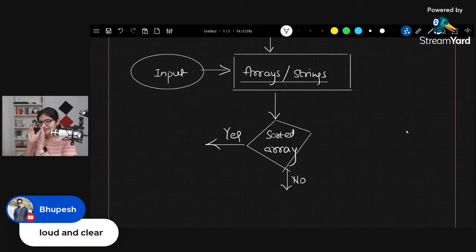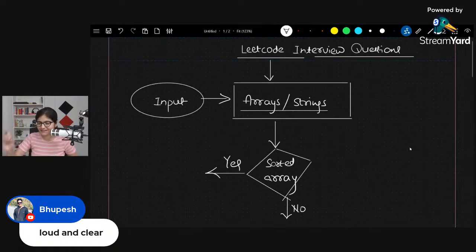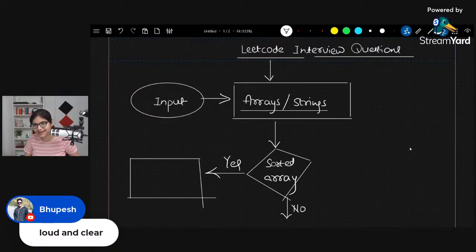If your input is a sorted array, what technique in DSA do you think you would apply to crack the question? Can anyone give me a guess, or is anyone aware? I think everyone knows, but let's see how many of you can answer correctly. Which technique or approach would you apply in almost maximum questions to pass all the test cases in Leetcode?